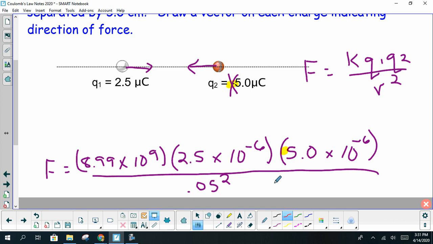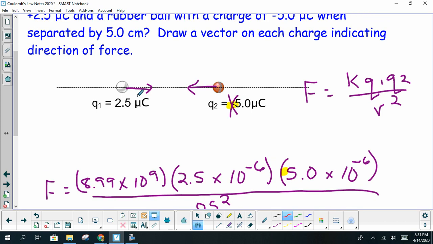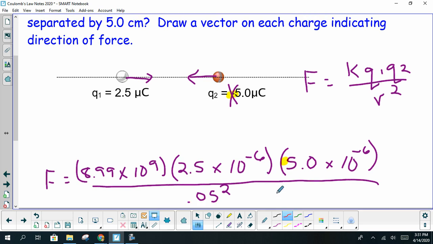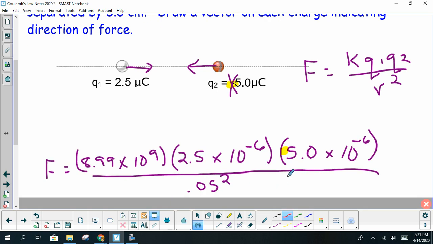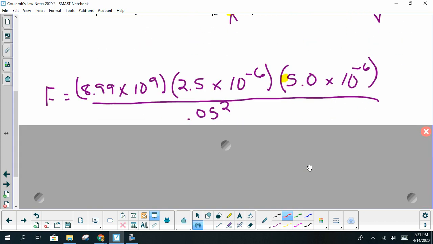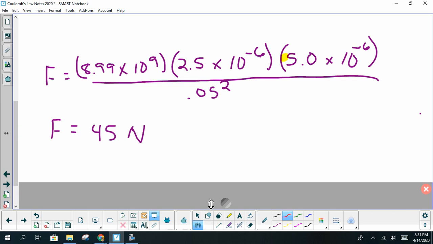And the other thing you need to pay attention to is that that distance down there, that 5 centimeter distance, needs to be in meters. So we changed that to meters as being 0.05. And then remember to square that denominator. That's an inverse square law. When you do that math, you will come out with an answer of 45 newtons. That's a huge force for an electrostatic force.